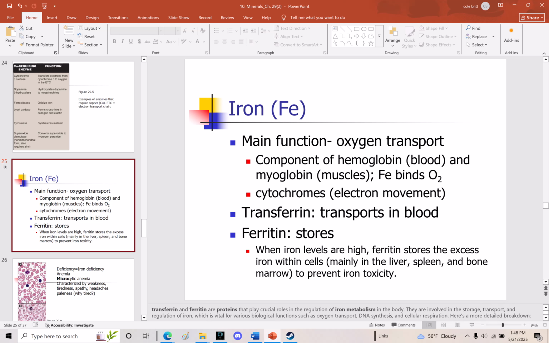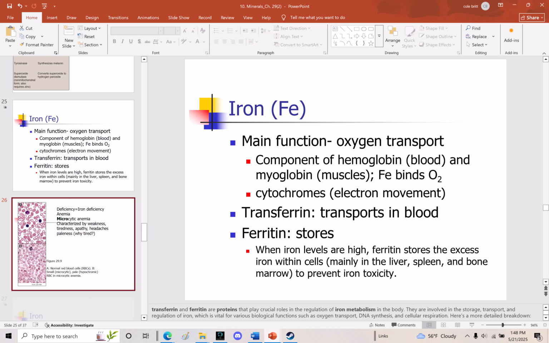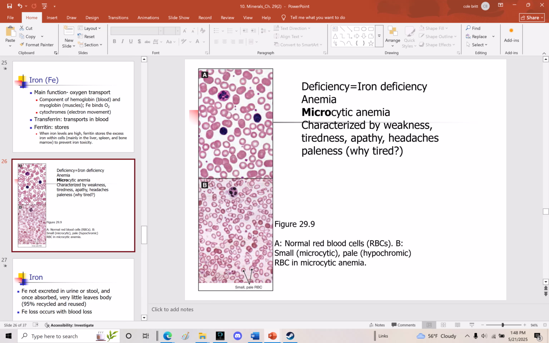So let's talk about iron deficiency first. The main result of iron deficiency is anemia. Essentially, anemia just means that you can't effectively transport oxygen. There's lots of things that can cause anemia. One of those is iron. So if you don't have iron, you can't make what? What is the major protein that transports oxygen?